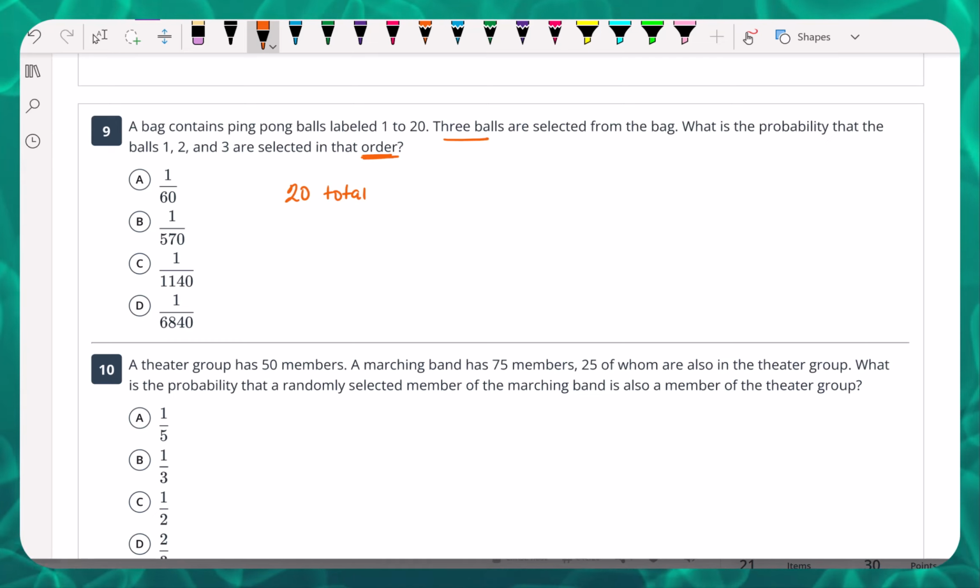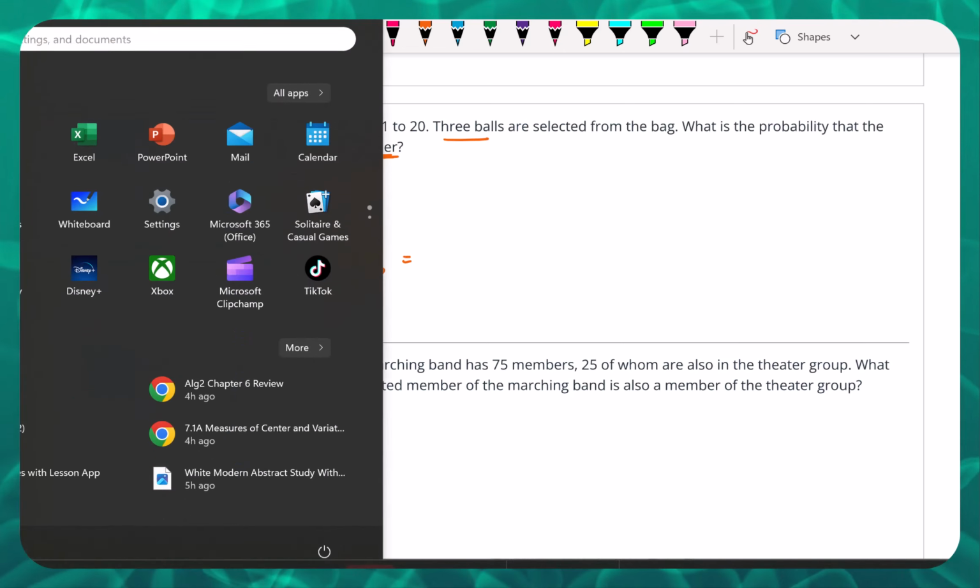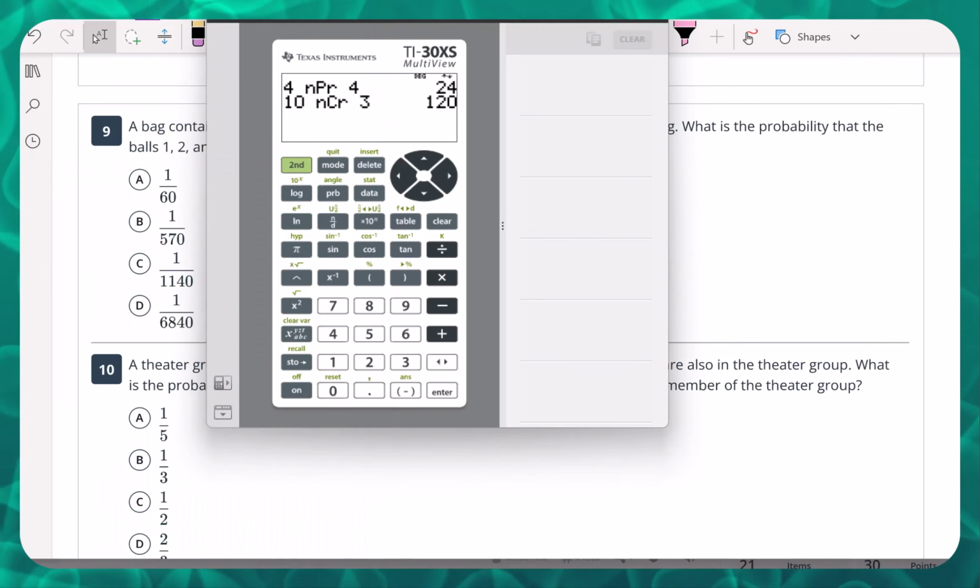So order usually refers to either a permutation or a combination. So you've got to figure out, does the order matter or does it not matter? And it's asking specifically that the balls 1, 2, and 3 are selected in a very specific order. So this is a permutation. So you're going to put a little 20 and then a capital P, and then you're going to pick 3 balls out of that. So let me take my calculator and figure that out.